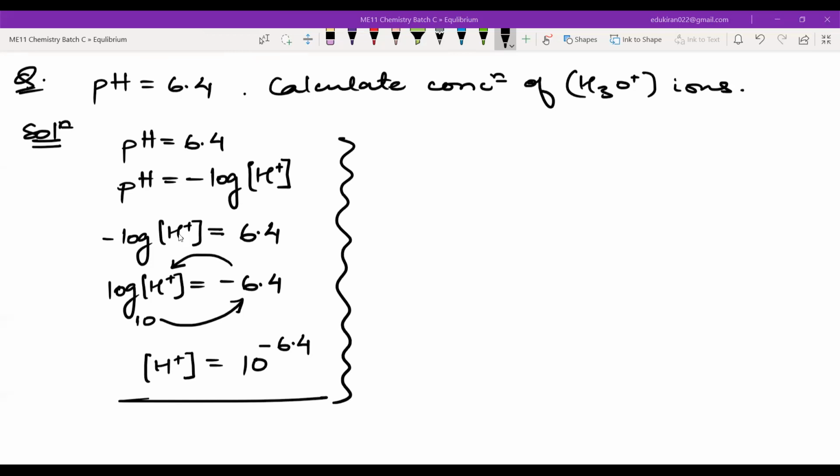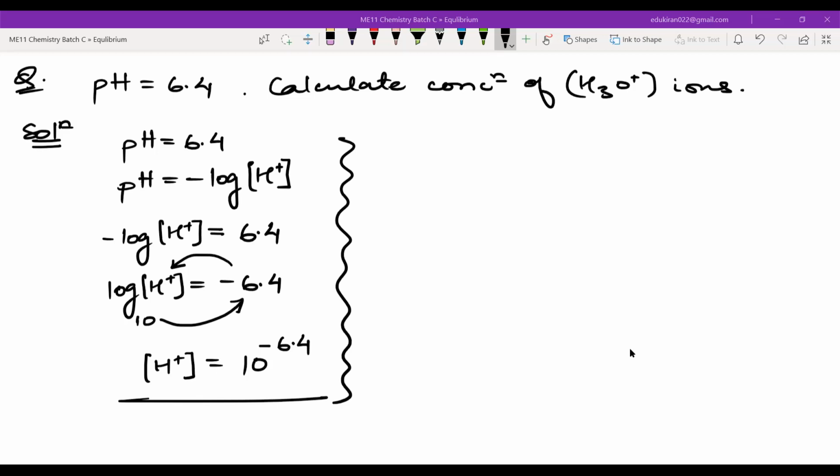Now listen very carefully, because all of this is based on some mathematical manipulation. Minus is getting this side. Then it is based on the definition of log, that 10 to the power of something is the log of that. Then how to calculate the negative exponents of 10.